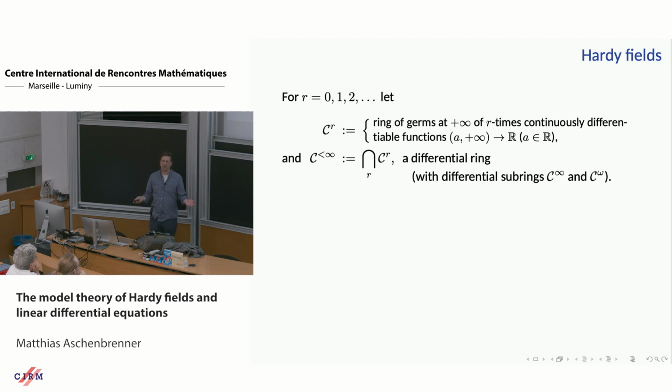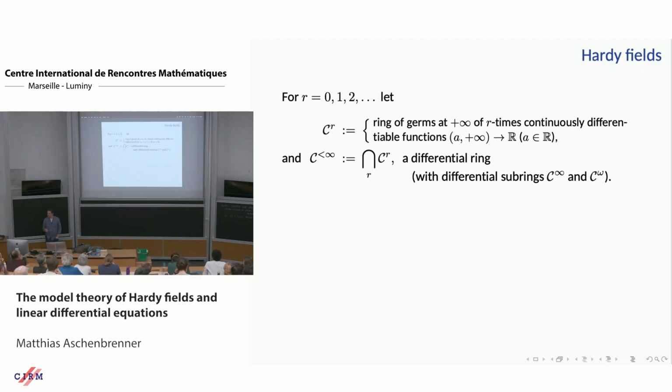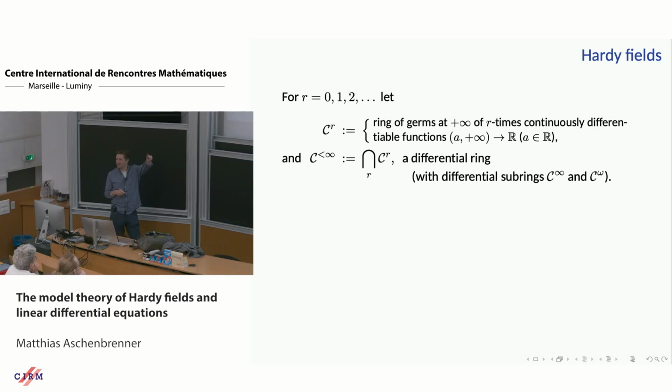Two such functions on such half-lines are said to be equivalent if on some possibly smaller half-line they agree. This defines an equivalence relation, and the quotient gives you this ring of germs. If you take the intersection of all these C^r's, you get the ring that we denote by C^{<∞}. Everybody in this ring, for every r, has a representative that is an r times continuously differentiable function. But as you increase r, the half-line might shrink.